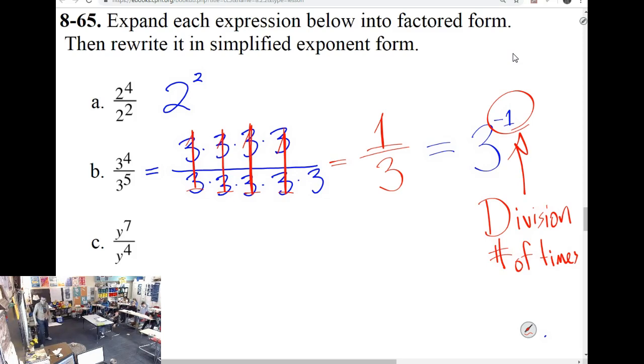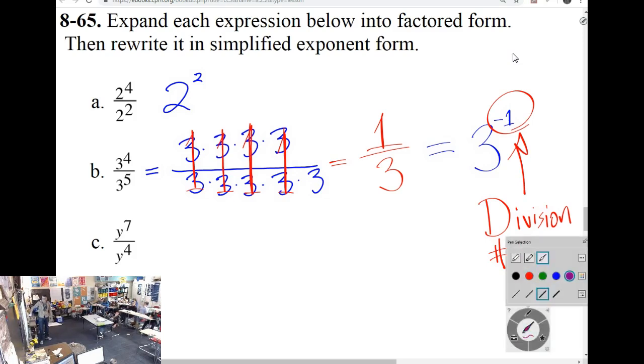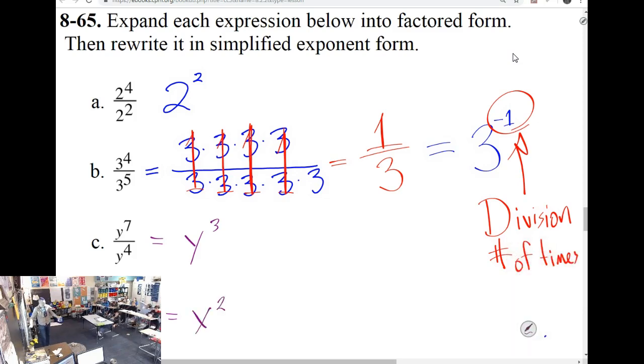So if we look at C, back to our easier situation, class, what would this become? Y to the third. Now we got to be careful here. D, Savannah, x squared. I was just going to wait until you just said, like, yeah, the y's, y to the second, y to the second, they reduce out to 1. So this part B is the entire next lesson. There you go. Connor?